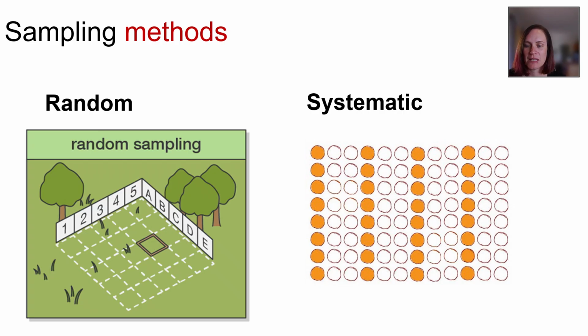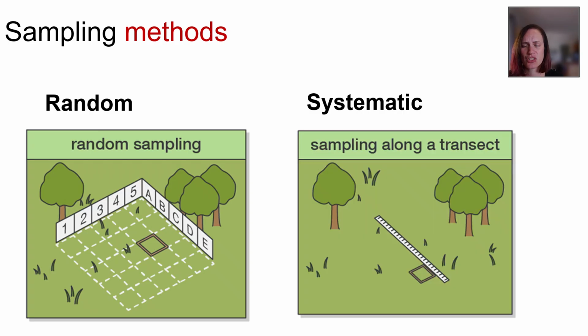So if a species shows a really clumped, non-uniform distribution, using this is probably a more appropriate way to make your data more meaningful. And choosing between random and systematic will heavily depend on what ecosystem you're in, and probably be relative to what you're trying to measure.